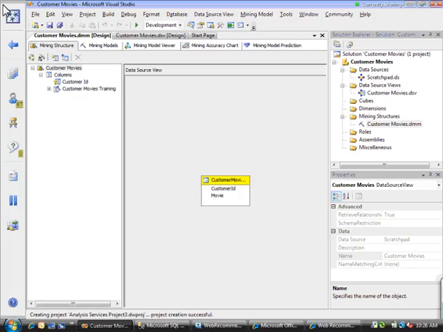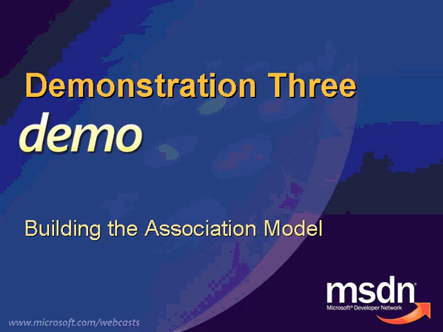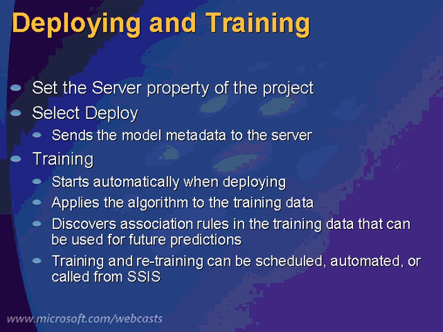Very simple association model. Let's go back to the presentation and talk through some of the next steps that we want to do. Now, having built the association model, one of the next things we have to do is to deploy the model and train it. Now, deploying the model is actually fairly straightforward.